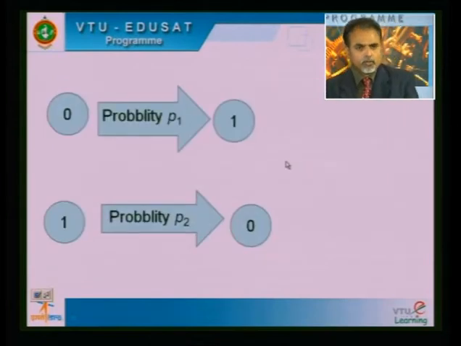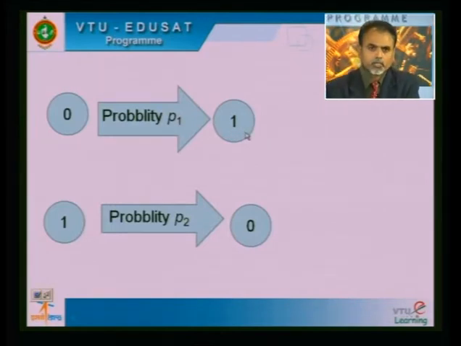So now let us come to the probability structure, which is that 0 may be transferred as 1, I am concentrating on incorrect signals, or 1 may be transferred as 0.